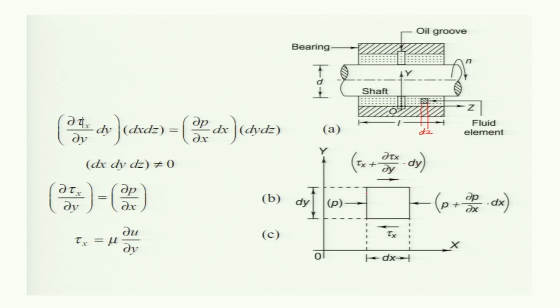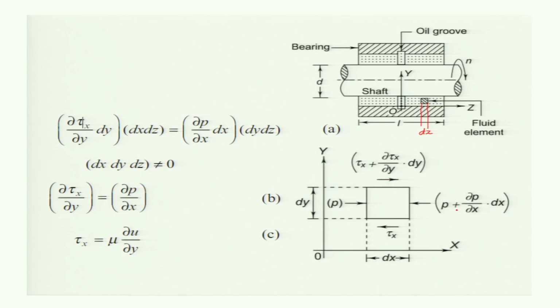So if you are moving a distance equal to dy, the change in shear stress is del tau x divided by del y multiplied by dy. Similarly, when you are moving a small distance equal to dx, the change in pressure is from P to P plus del P over del x multiplied by dx. Now when we multiply these stresses and pressure with the area on which they are acting, we will get the forces acting on these planes.